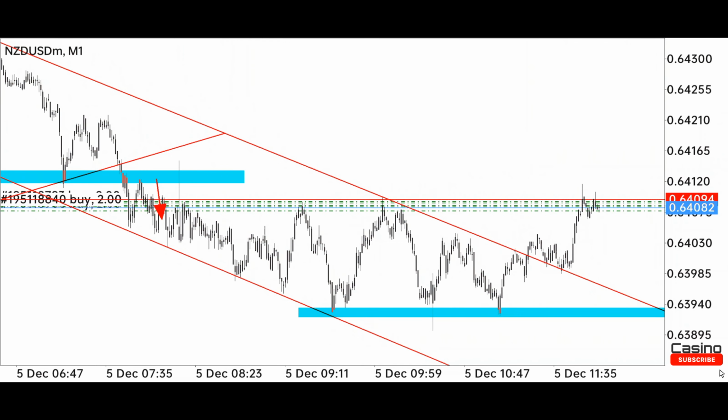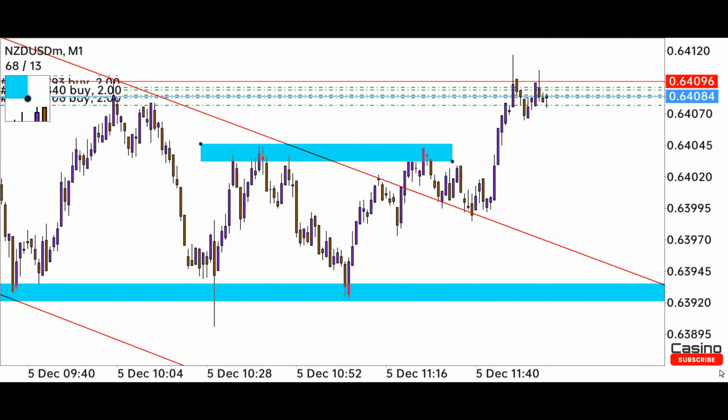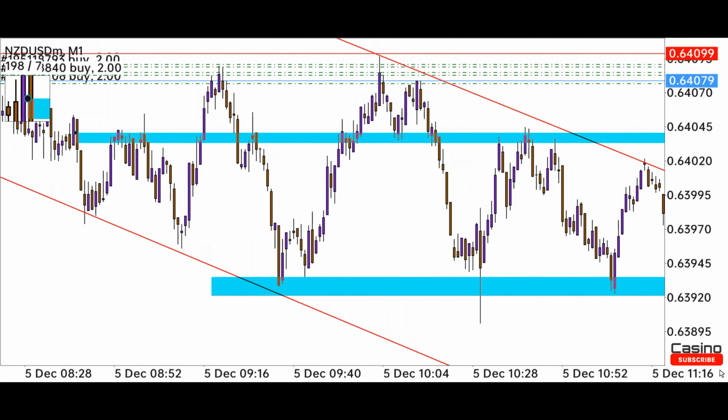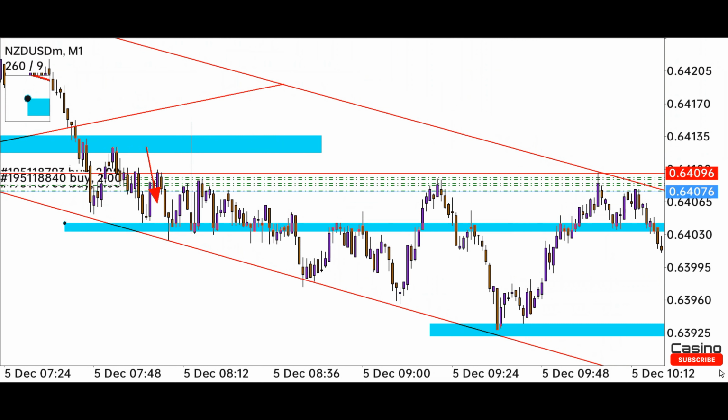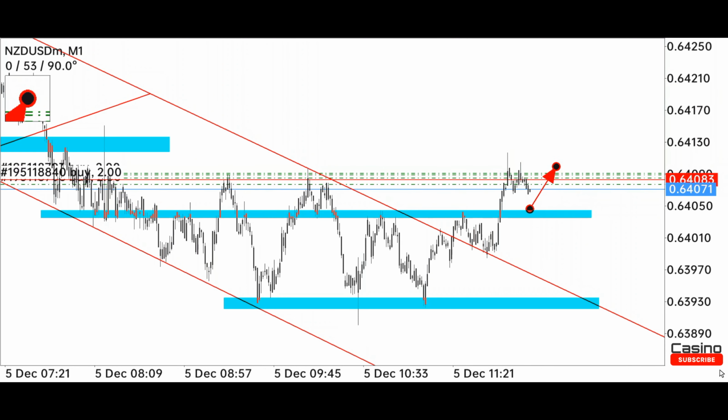Here we see another support level that I am drawing. I'll use the rectangle tool again, put it here, because the market has reacted here quite a few times now. You must be understanding all the points very well. We should analyze the market from all sides, which increases the probability of winning. Where we just drew the rectangle, the market will go up taking support from there.